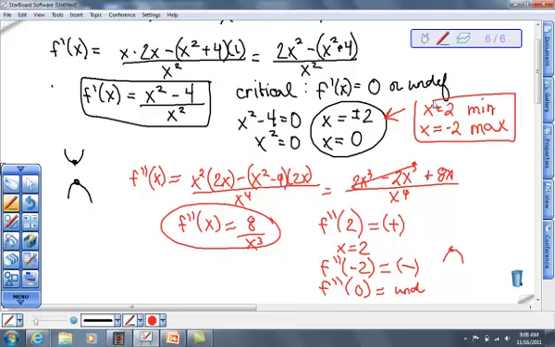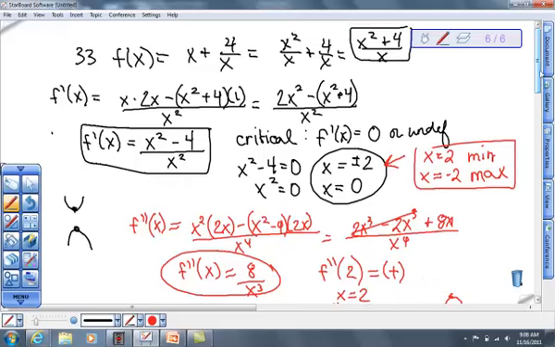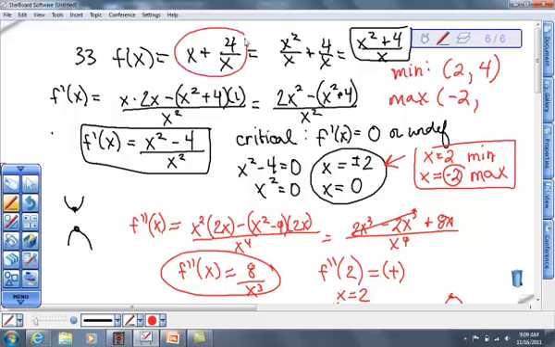So finally, I'm going to take those x values. My relative minimum is occurring at 2, comma, and then I'm going to plug it into my original equation. So 2, 4. And my maximum is going to occur at negative 2. So I'm going to plug it into here again to find out what my y value is. Negative 2 plus negative 2 is negative 4. Alright, so there is the objective I was looking to reach.